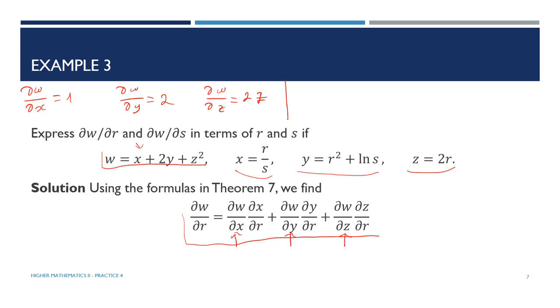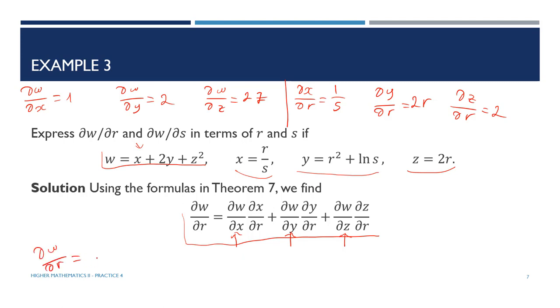So dx dr, the partial derivative of x with respect to r, gives me 1 over s, because r is in the numerator, so 1 over s is the coefficient, a constant number. Then dy dr is 2r with respect to r, that one is 0, and dz dr gives me number 2. So just plug in these numbers here.